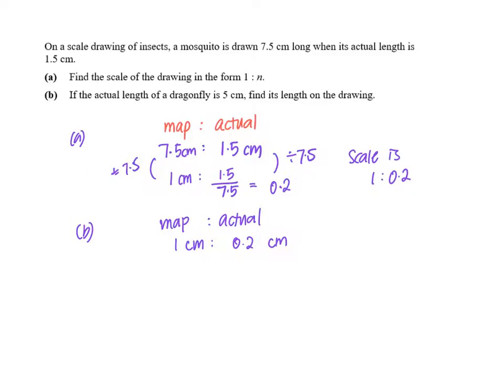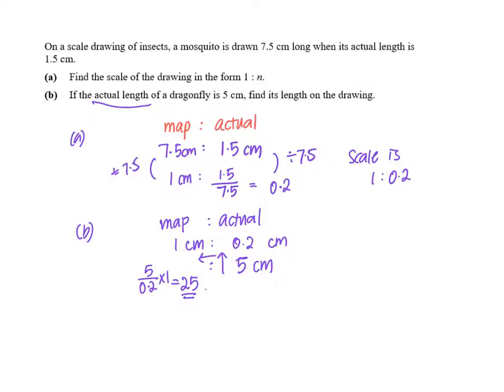Now if the actual length is 5 cm, 5 cm divided by 0.2. Correct. 5 divided by 0.2 times 1. Clarence, what's the answer? 25. So big. Okay, answer.